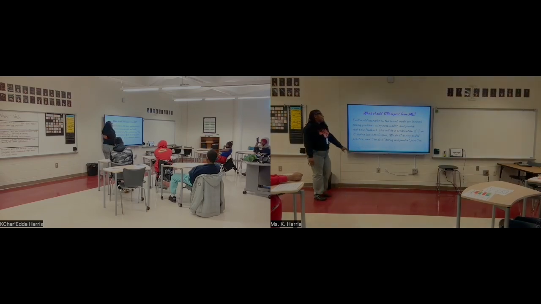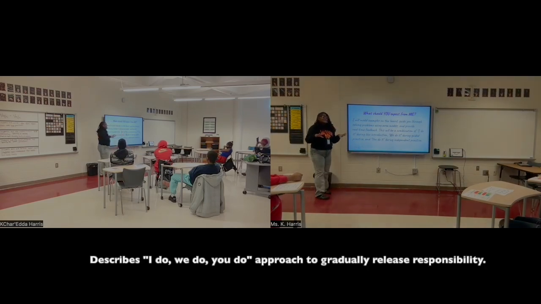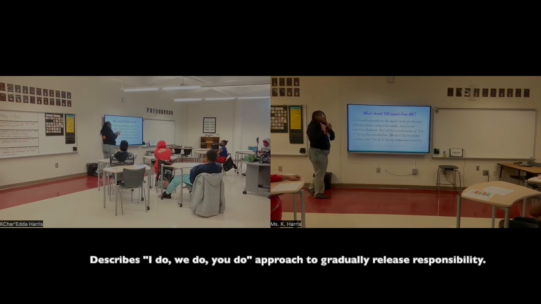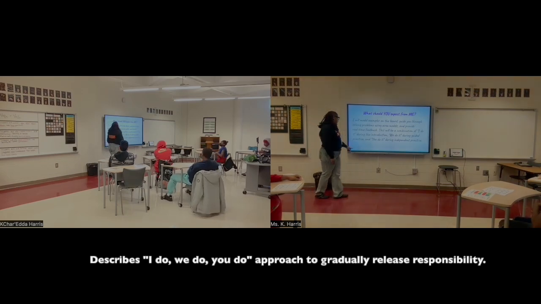So, what should you expect from me? I'm going to model examples first. I know that Wednesday was our first time actually seeing area models, so I'm going to model the examples on the whiteboard, then guide you through the problems. It's a step-by-step process, so I'll be able to give you feedback as we work through it. This will be a combination of I do it, you practice, and then you do it independently.